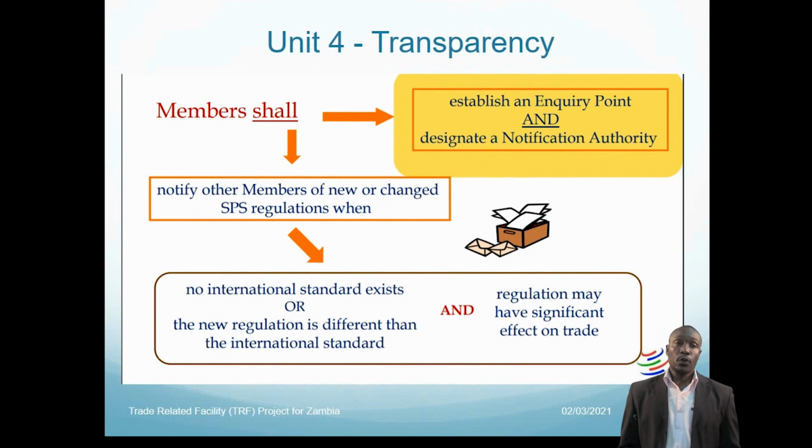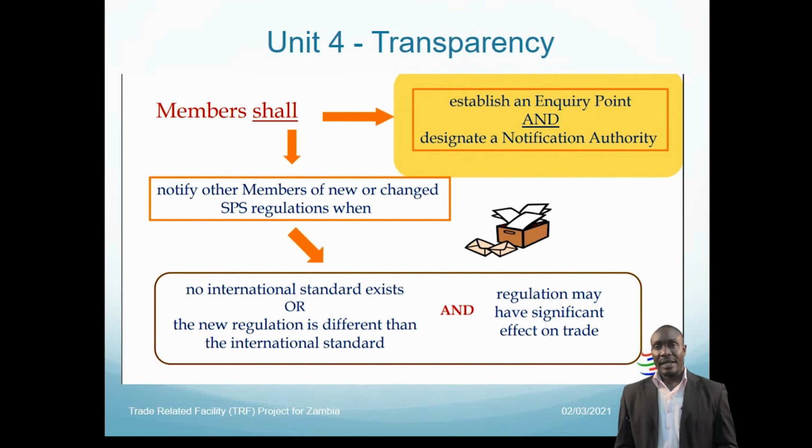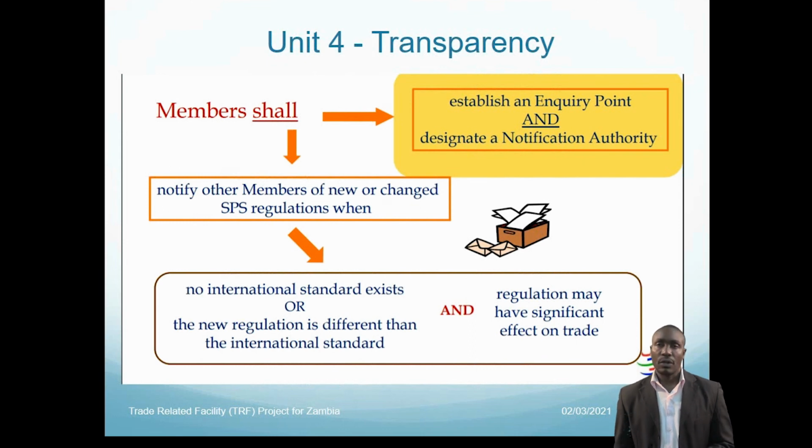And then you do also need to set up a designated notification authority. The notification authority will interact with the various agencies that are in charge of animal health, plant health, or even human health, and then be able to notify the member countries of the WTO on anything that has changed or become new in terms of legitimate measures to protect human, animal, plant life, or health.